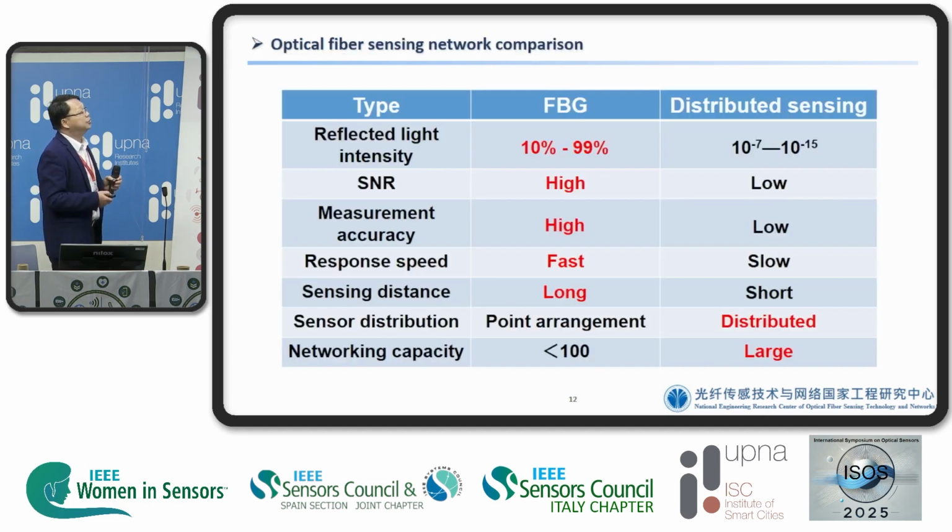So I would say this is for a typical FBG and distributed sensing. They have different properties. For reflectivity, say for SNR, FBG is good, but for distributed sensing it is not good. But the problem for FBG is that you have very point arrangement. Networking is a problem for FBGs, but for distributed sensing, it's good enough.